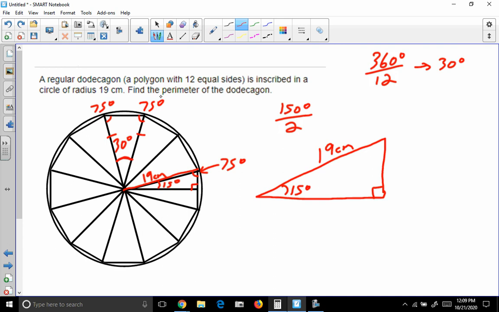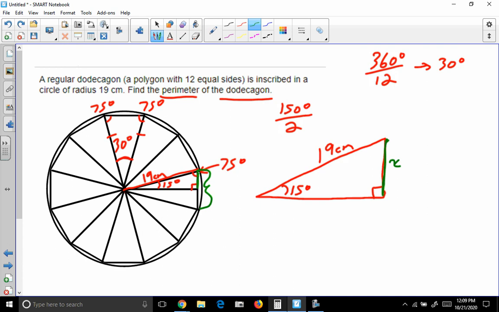Now, we're wanting to find the perimeter of the dodecagon. If we can find that distance, which is here, then if we double that, that'll give us one side of the dodecagon, and then we can multiply that by 12 to get all the way around, because we have 12 equal sides. Or we could take that distance and say, well, if each of the 12 sides are broken in half, then there are 24 of those halves.